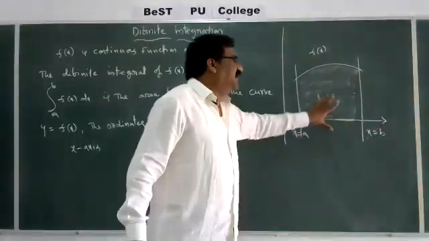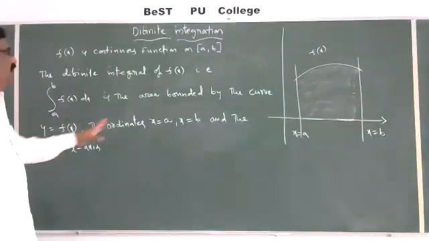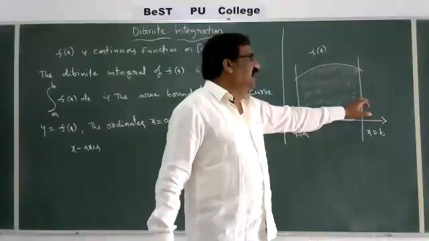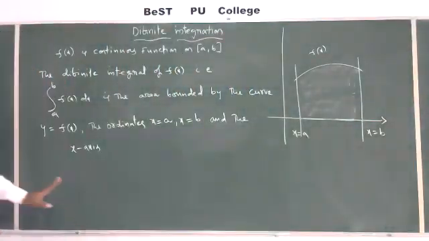This is the area. This means when we find the definite integration from a to b, we get the area of the curve in between x is equal to a and x is equal to b and the x-axis. This is called a definite integration. Next, make a heading.